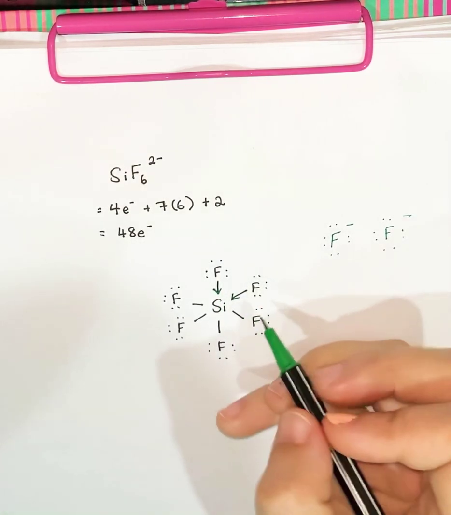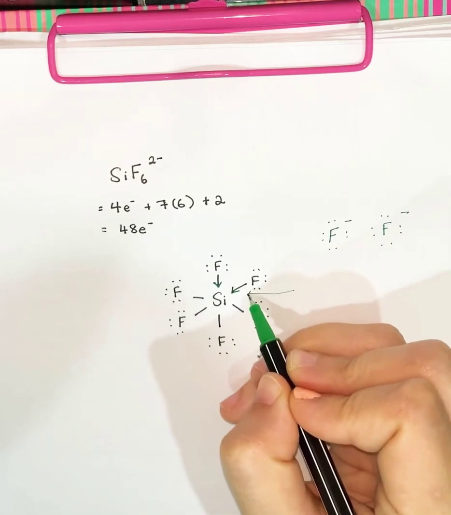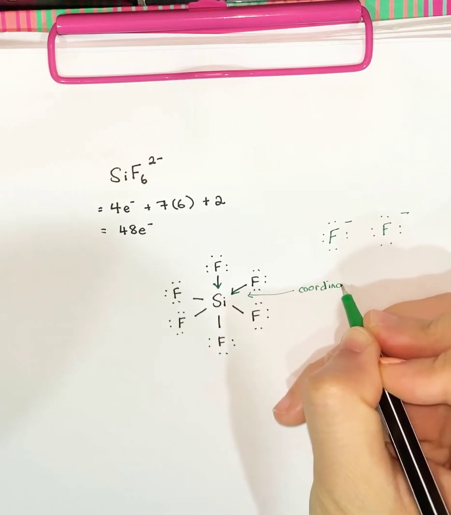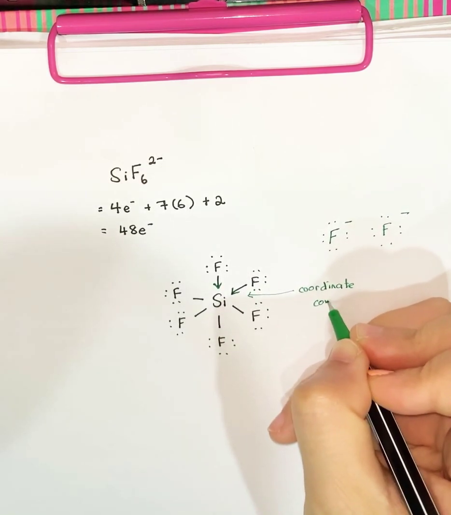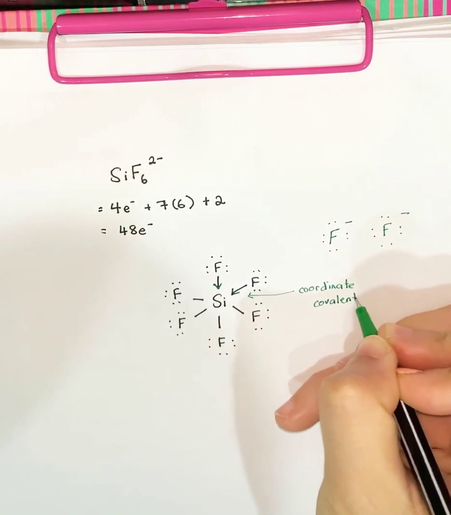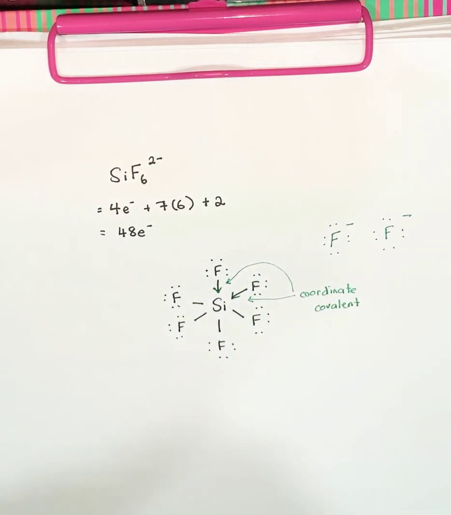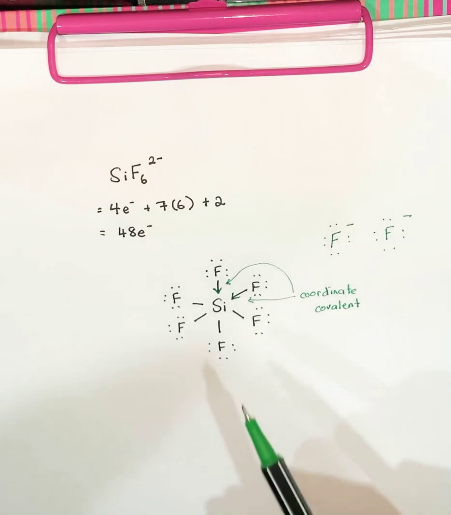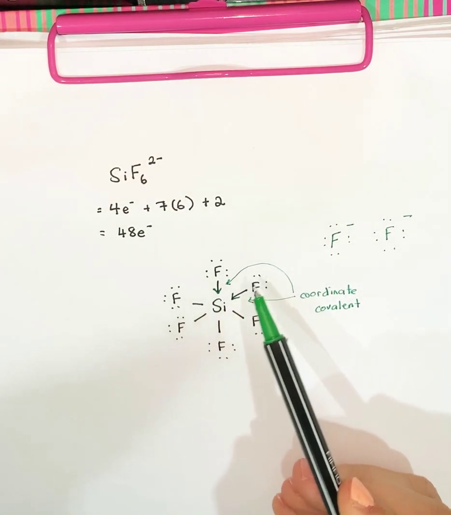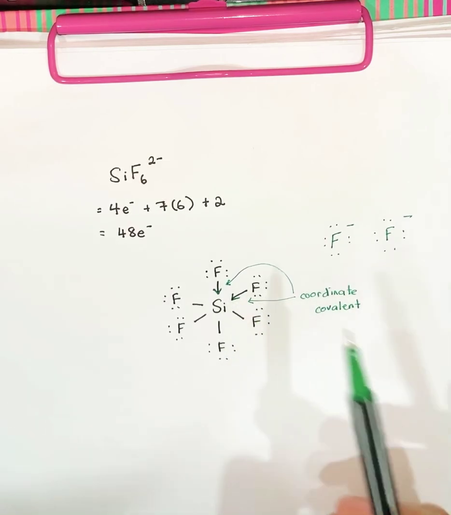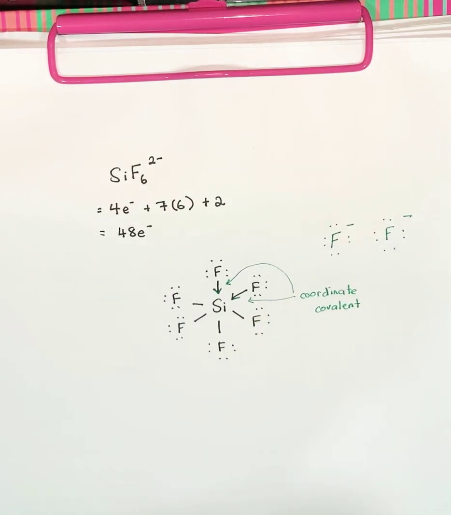Okay, so this one we call coordinate covalent, both of these. Okay, these 2 are coordinate covalents, and the arrow pointing in shows that fluorine is sharing its extra electron with silicon to make that coordinate covalent bond.